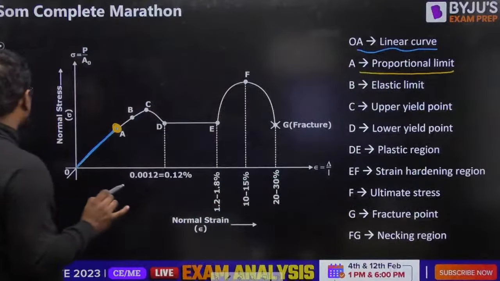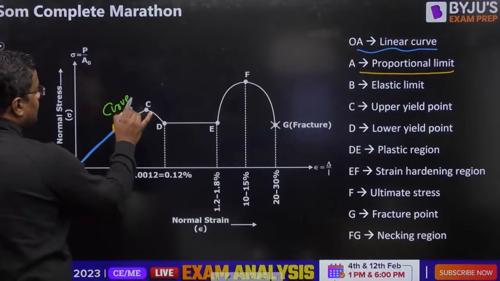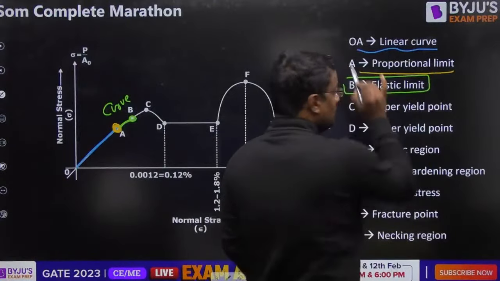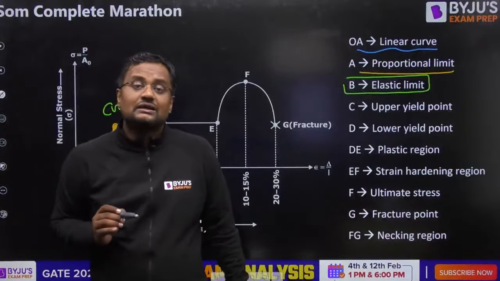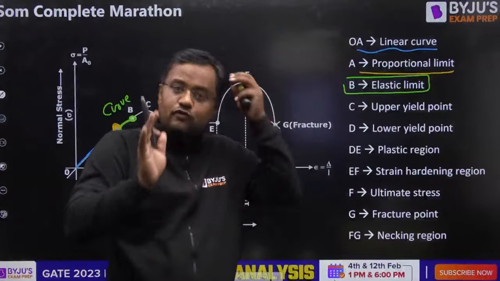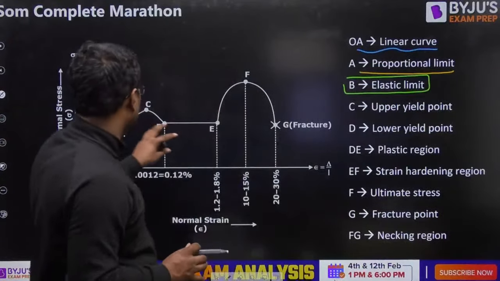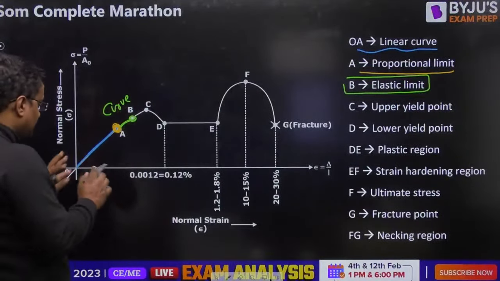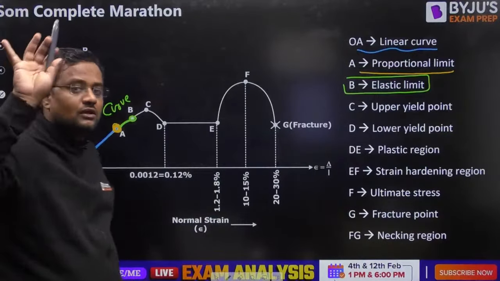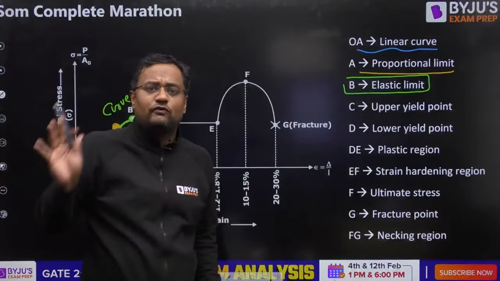After A, up to B, this is curved here. Now this is a curve. And B is called the elastic limit. What does the elastic limit mean? Elastic limit means that if you remove the load at B or before B, it goes to its original position. Whatever its original length, original dimension, it will go back there, if you remove the load at B or before B.